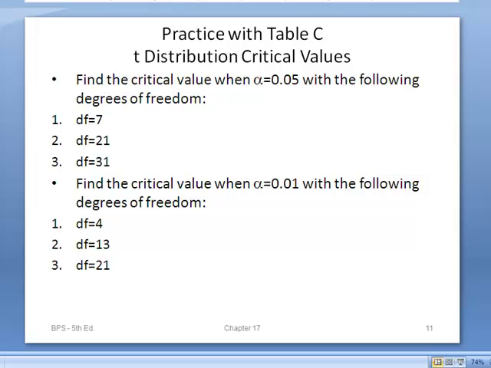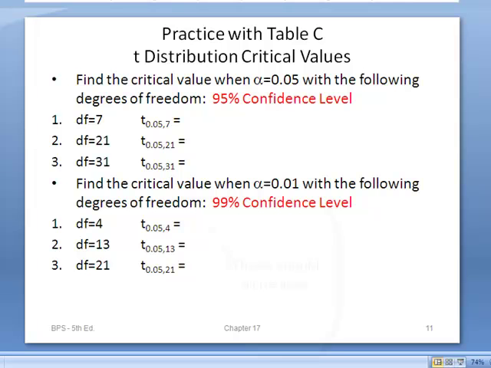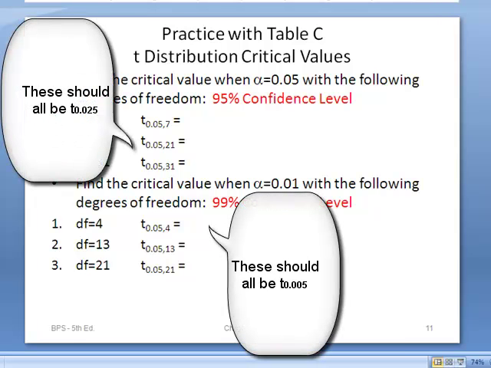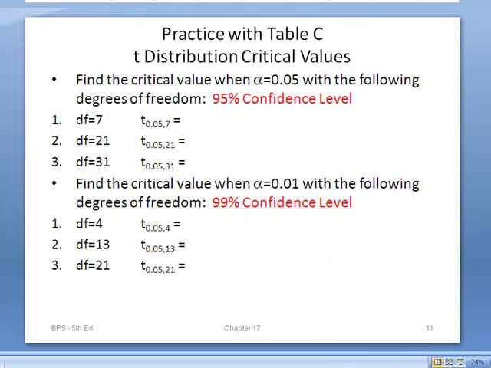If I say find the critical value when alpha is 0.05, what confidence level are we talking about? We're talking about a 95% confidence interval. And for an alpha of 0.01, we're talking about a 99. So go on and find the critical values given these alphas. In other words, find these critical values for a 95% confidence interval with these different degrees of freedom and a 99% confidence level for these different degrees of freedom.